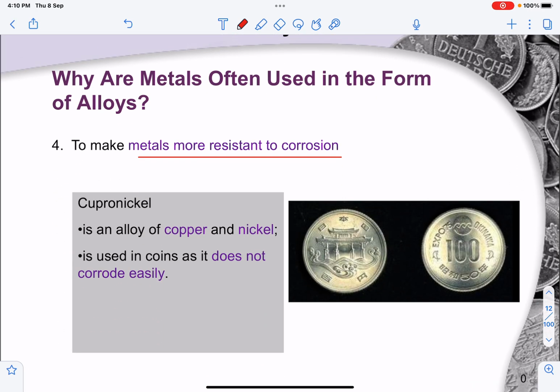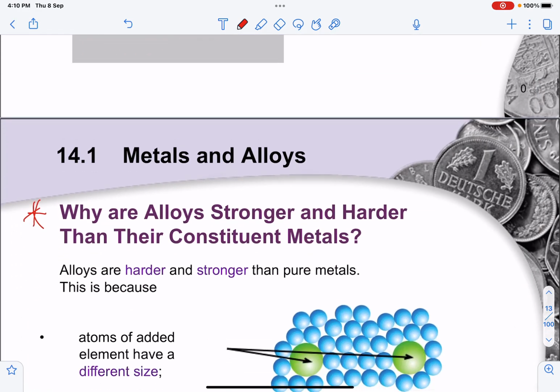Sometimes, of course, you also use it to make it more resistant to corrosion or rusting, like your coins. Now coins, you do not want them to rust and then devalue, or dissolve in water, that kind of thing. So one of them is using this particular alloy, a mixture of copper and nickel, so as to make the coins actually very strong and rust resistant or corrosion resistant.